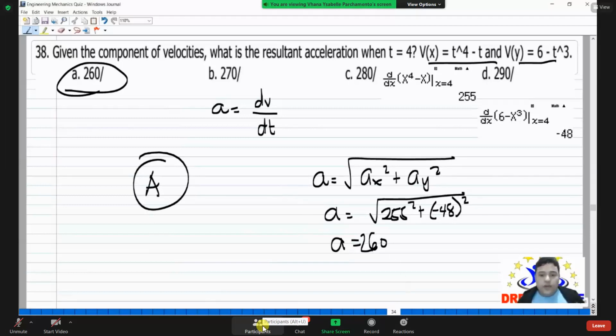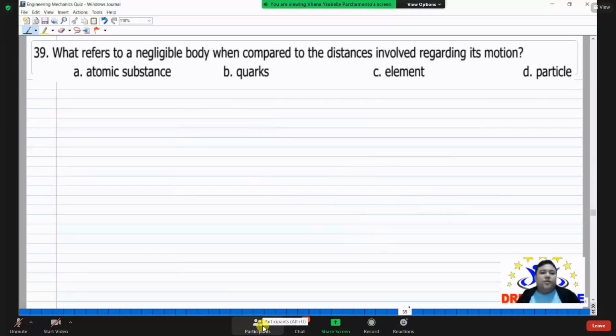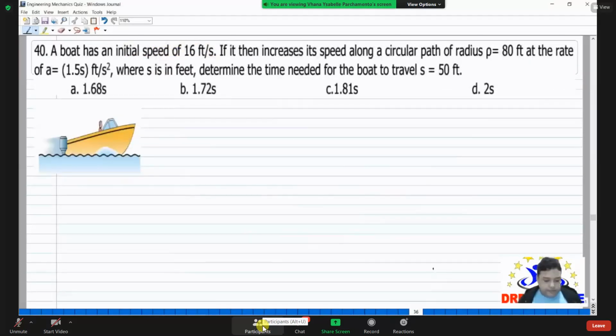Number 39, we have, which refers to the negligible body. So, negligible body, ibig sabihin walang weight when compared to the distance involving regarding its motion. This is letter D. Regardless of the weight, the mass, this is particle. So, sa kinematics, particle, more on particles tayo.